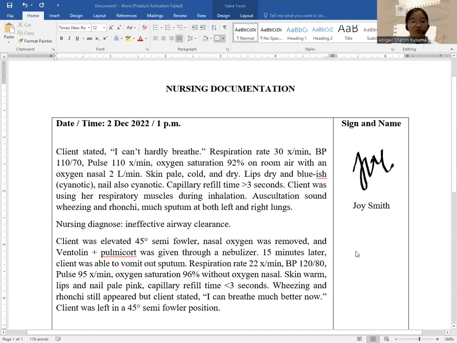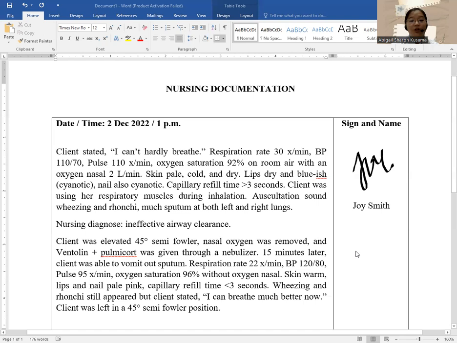Lips are dry and also bluish, which is cyanotic, showing a lack of oxygen. Nails are also cyanotic, lacking oxygen. Capillary refill time is more than 3 seconds, which is not good. The client was using her respiratory muscles during inhalation, which shows that she can hardly breathe. On auscultation, wheezing and rhonchi, with much sputum in both the left and right lungs.